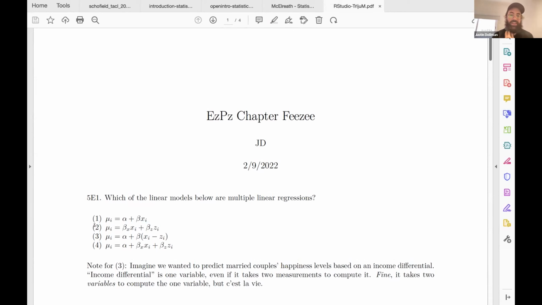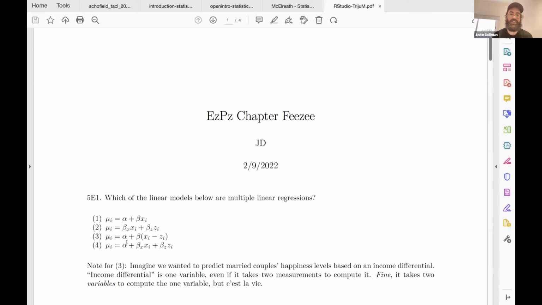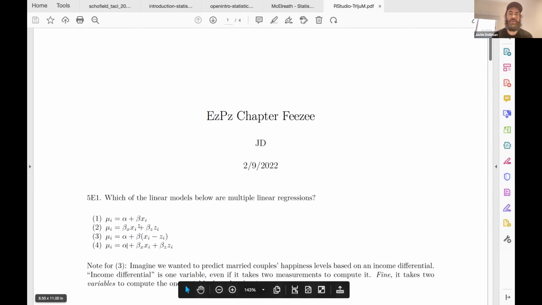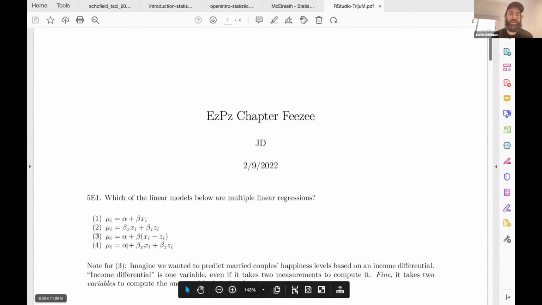I guess the relevant contrast is between 2 and 4. Notice the difference between 2 and 4 is that 4 has an intercept, but I've never heard multiple linear regression defined as depending on an intercept. So 2 is very uncommon to see, but that is multiple linear regression because we have 2 measurements for each observation. We have some X variable and some Z variable. So there's that. 3 is really the only interesting one, I think.